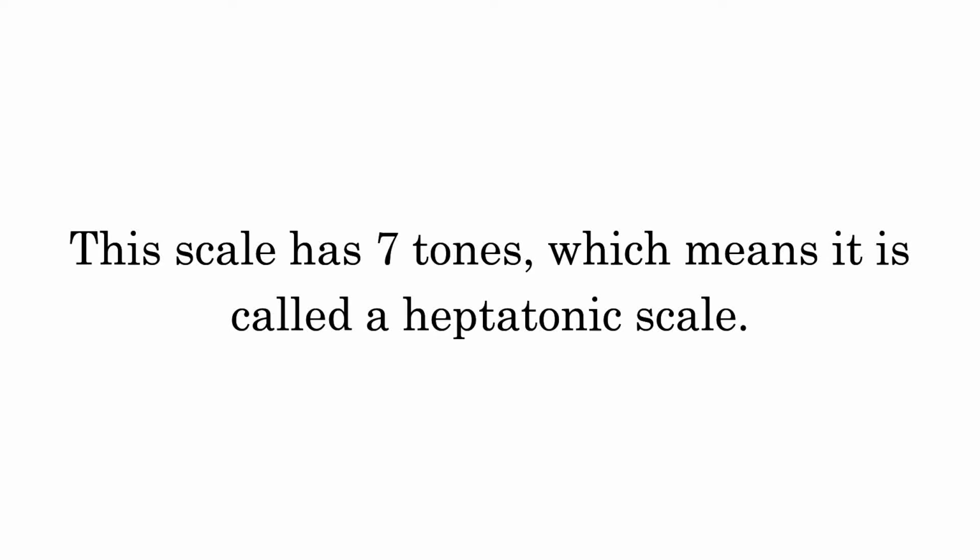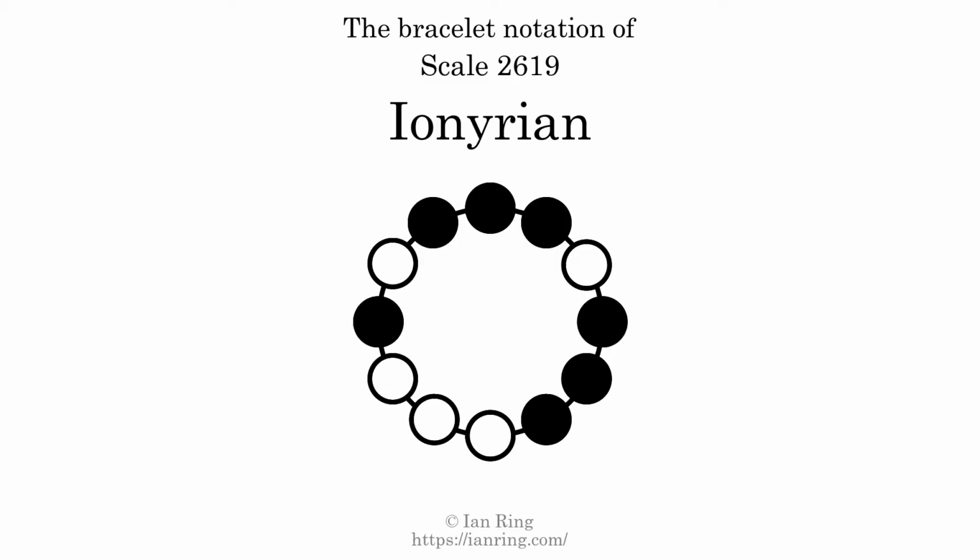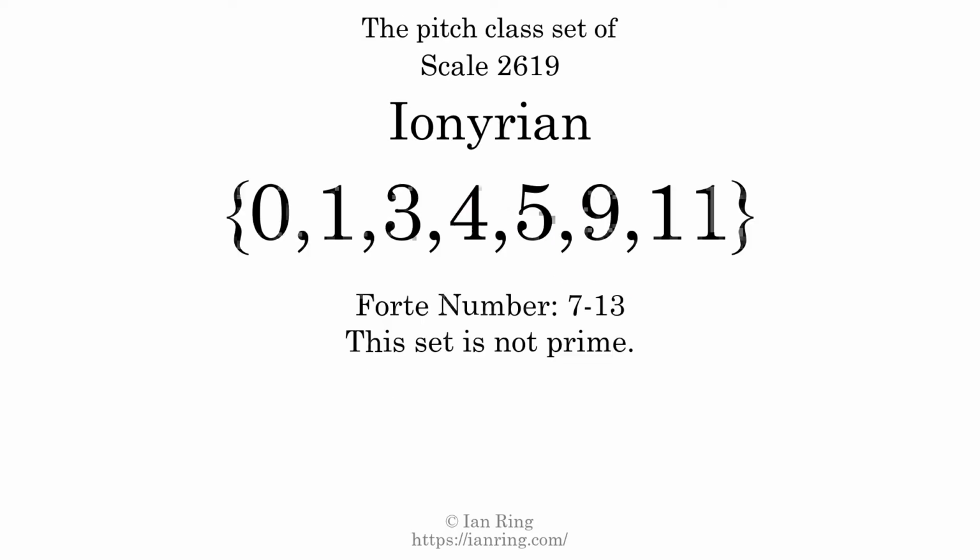This scale has 7 tones, which means it is called a heptatonic scale. This is a bracelet notation diagram of scale 2619. The shaded circles represent tones that appear in the scale, and they are read clockwise, starting at the top. The pitch class set for this scale is 0, 1, 3, 4, 5, 9, 11. The fault class is 7, 13. This set is not prime.